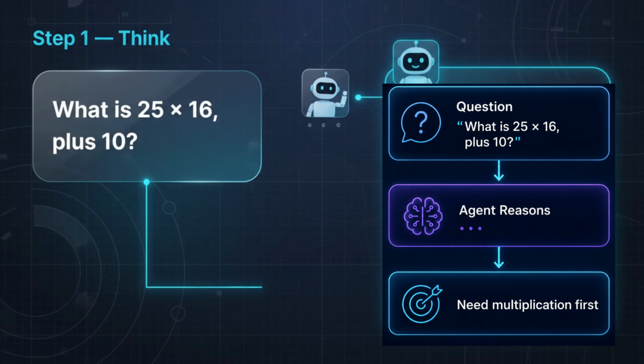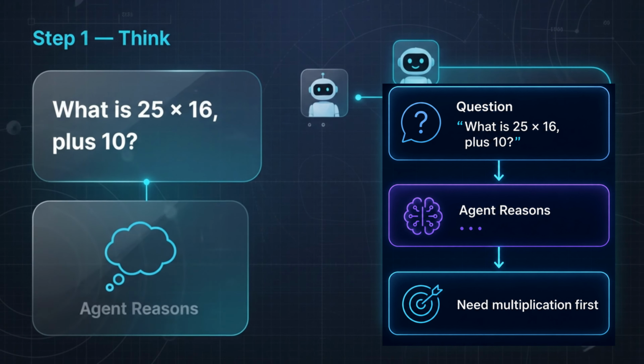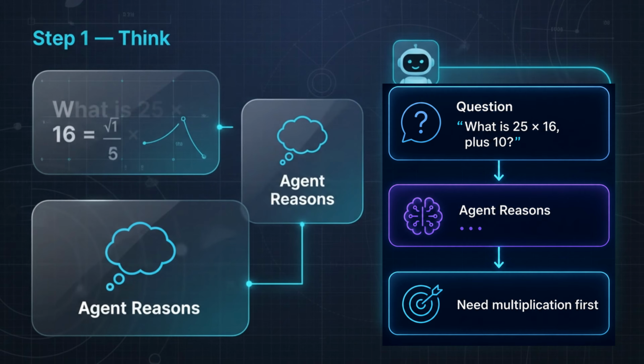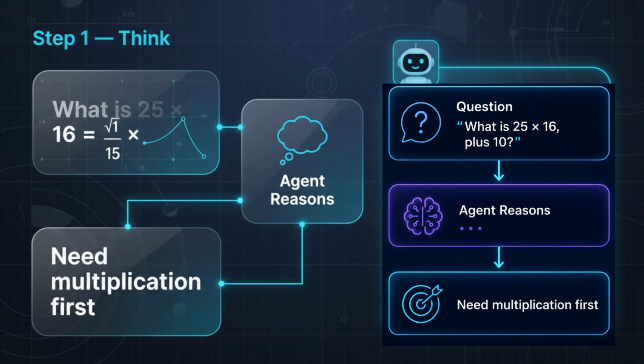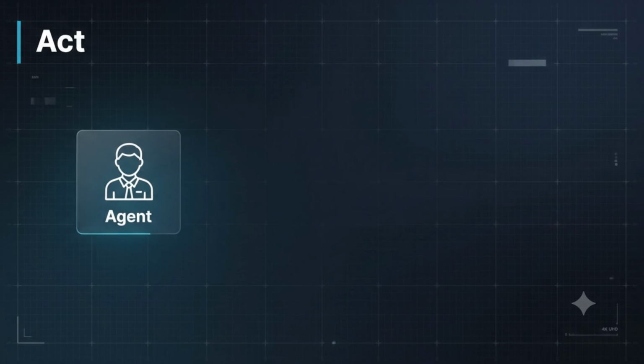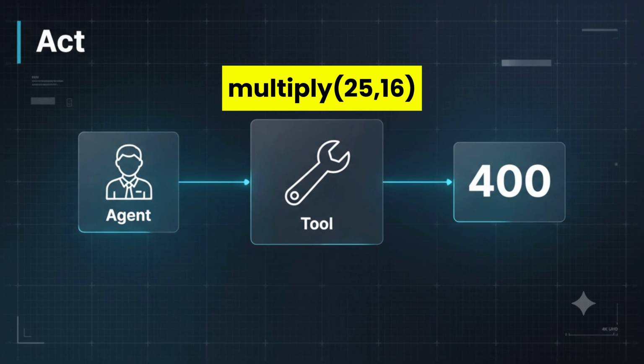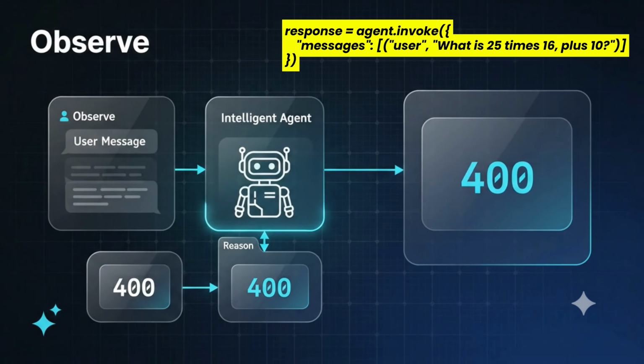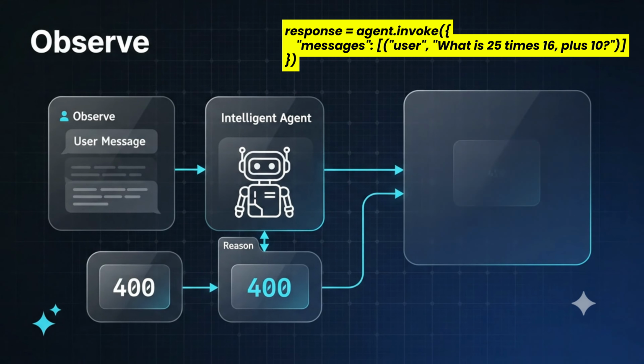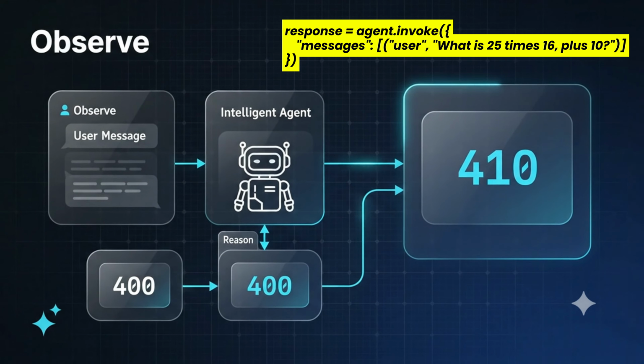First, the agent analyzes the request and reasons about what must happen before it can produce the correct answer. The agent calls the multiply tool. The tool performs exactly one job and immediately returns the result. After receiving 400, the agent realizes only simple arithmetic remains, so it finishes the calculation without another tool.